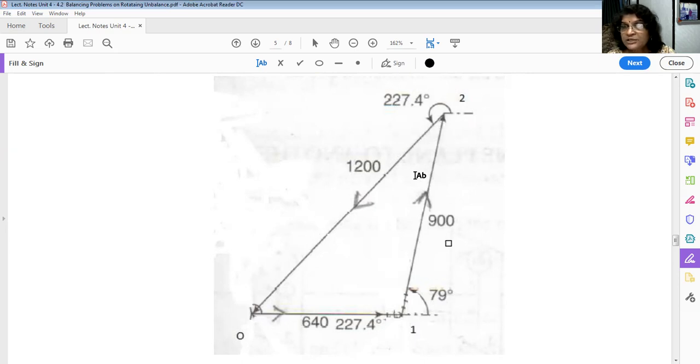Understood? Because it should be a closed polygon. How do I close it? How am I getting the polygon? 0 to 1, 1 to 2, 2 to 3. Now it is a closed polygon because our system is balanced. Okay, so now you have to measure the angles. How to measure the angles?